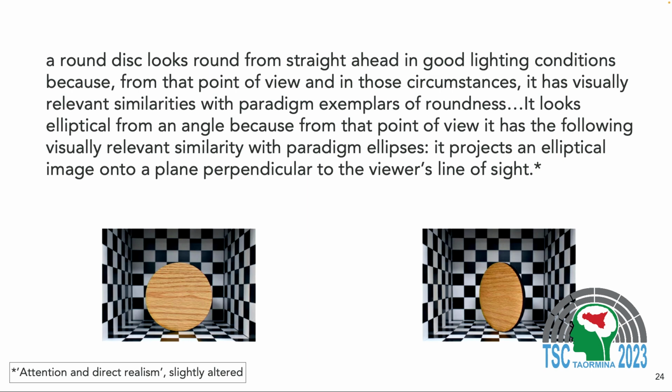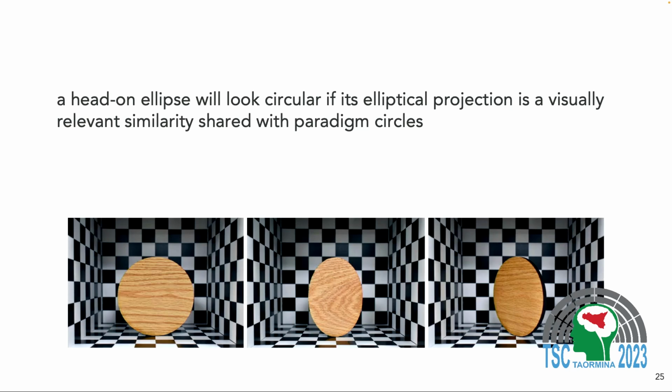It seems as if he's going to be able to give an account of visually relevant similarities without using the notion of looks. Okay, unfortunately, if that's really what he meant by visually relevant similarities in the case of seeing a circle or seeing an ellipse, then it has the result that a head-on ellipse is going to look circular if its elliptical projection, so it projects an elliptical shape onto the fronto-parallel plane, is the visually relevant similarity shared with paradigm circles.